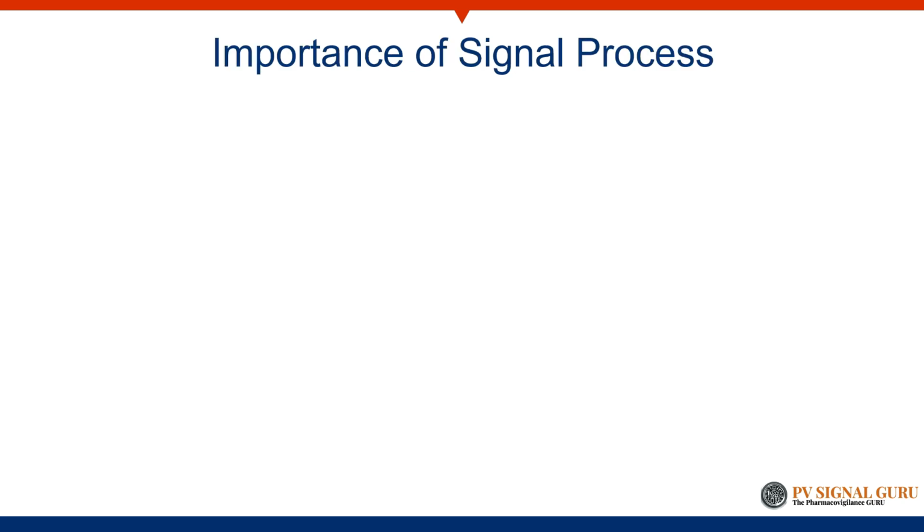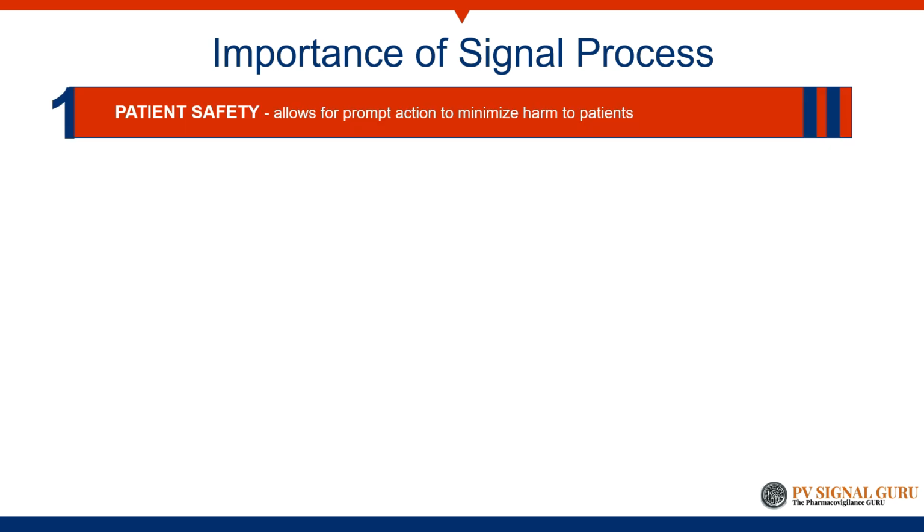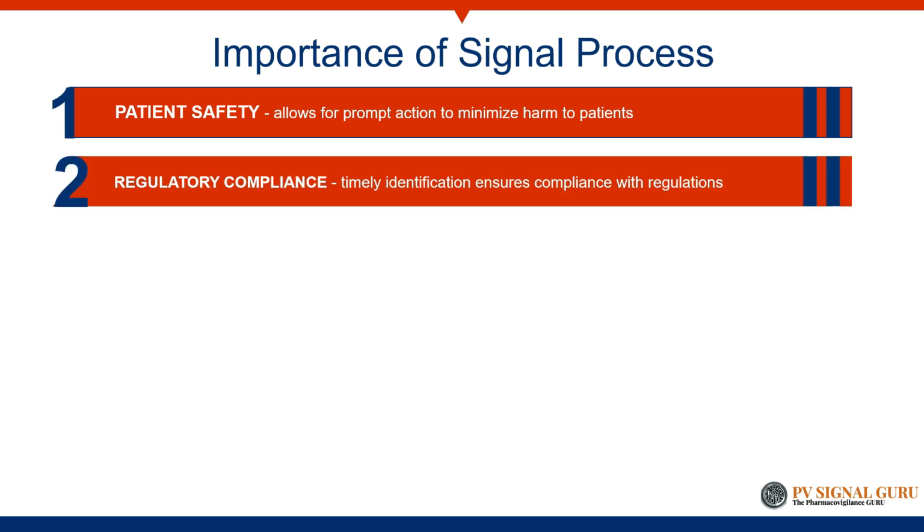Timely identification of signals is a cornerstone of pharmacovigilance, playing a critical role in ensuring drug safety and public health. Here's why it matters. Patient safety. Early detection of potential risks allows for swift action to protect patients. This may include updating product labels, issuing safety communications, or in extreme cases, withdrawing the drug from the market.